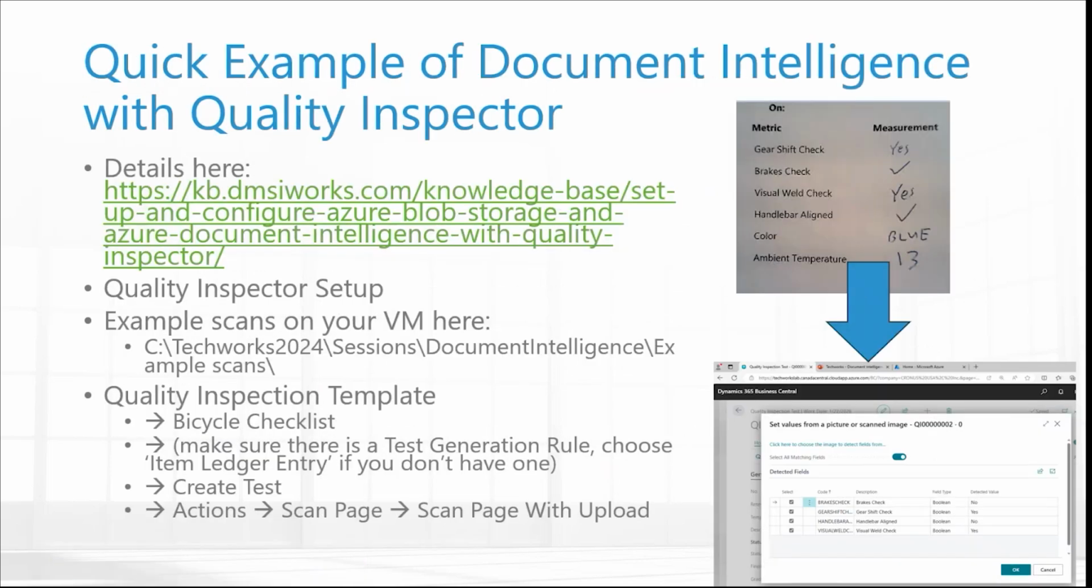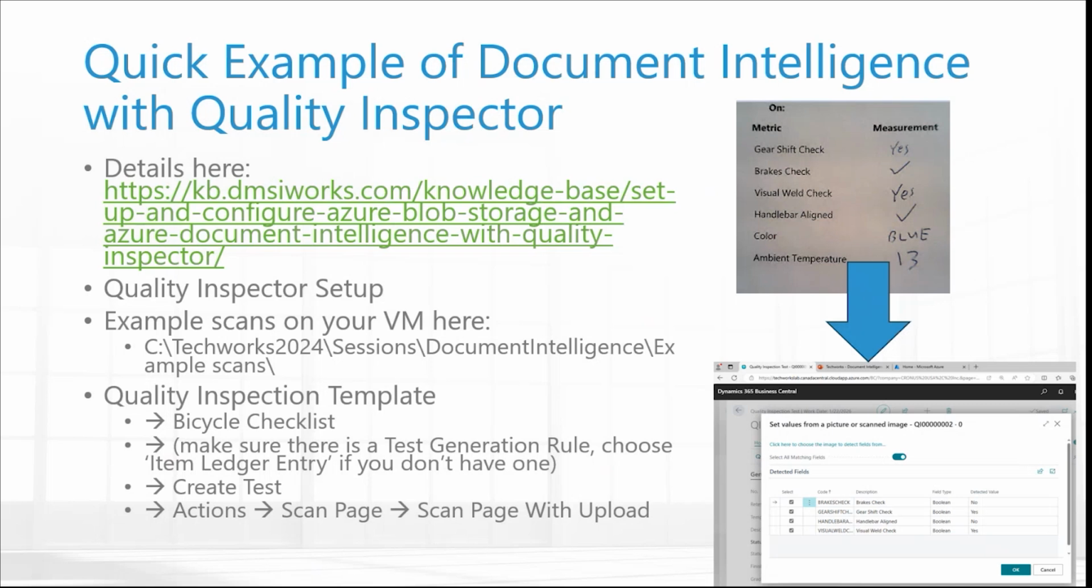All right. So I'm going to go through a quick example of document intelligence with Quality Inspector. What we will be doing is going through how this works on the system. And if you do want to see more details, all of this is available on our knowledge base. But really what we're demonstrating here is just an example of using document intelligence out of the box with one of our apps. The goal here is not to show you what Quality Inspector can do. The goal is just to help solidify the types of things you can do with document intelligence. And then we're going to move on to our code.